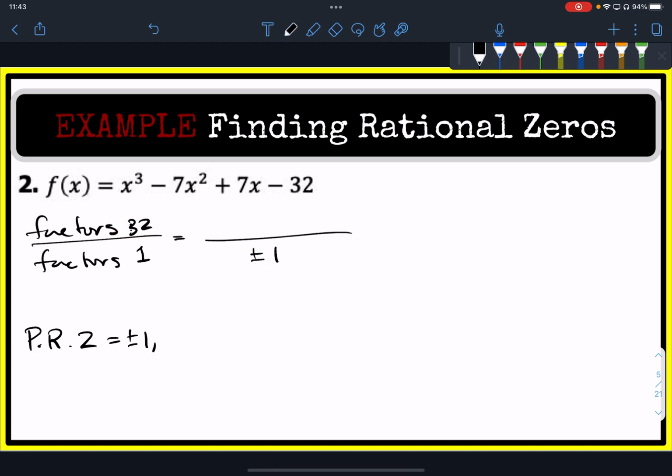So 1 is a factor, 2 is a factor, 4 is a factor, 32 divided by 4 is 8, 5, 6, and 7 are not factors, 8 is a factor, 9, 10, 11, 12, 13, 14, and 15 are not factors, 16 is a factor, 32 divided by 16 is 2, and the last factor is going to be 32. So here's my list of possible rational zeros.